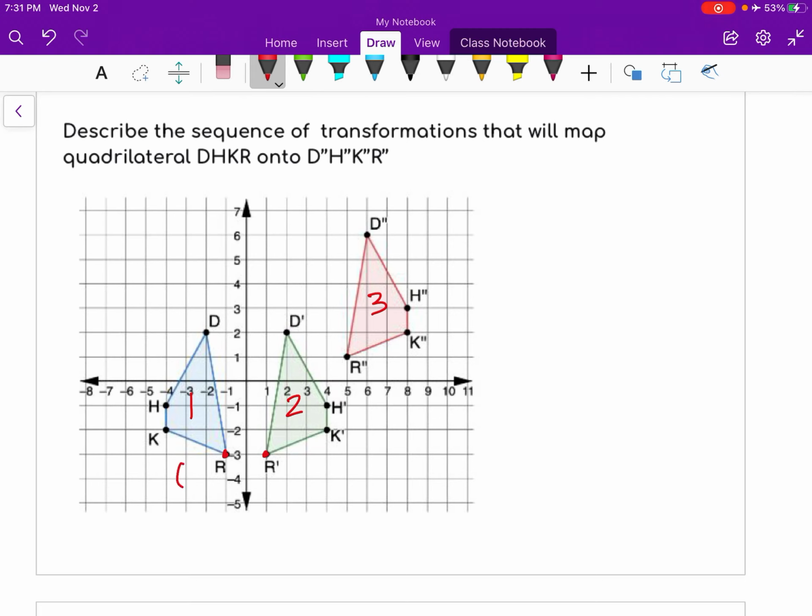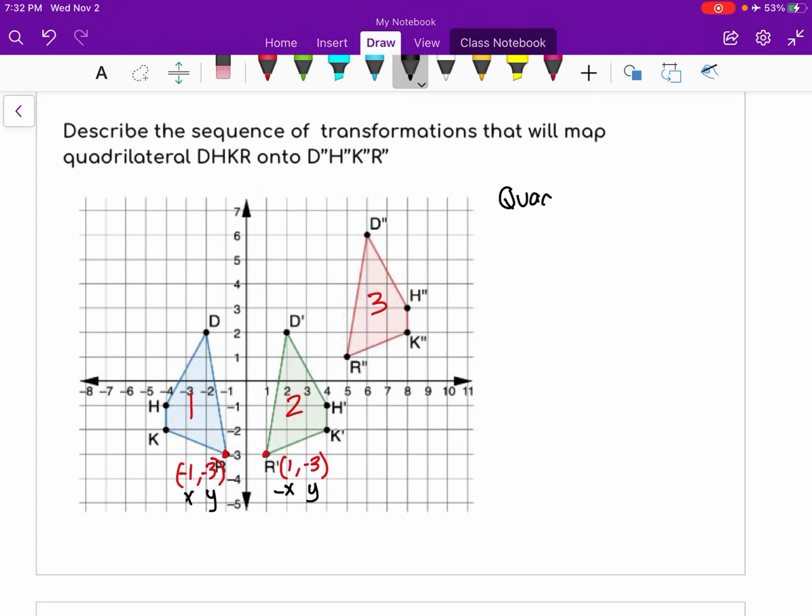So if we look at point R, it's at -1, -3. However, R prime is at +1, -3. The only thing that changed here is that our x coordinate went from a negative to a positive. So if we start off with x, y this way, we should end up with negative x, positive y. Negative x, positive y, like we said in the previous question, is actually the algebraic description for a reflection over the y-axis. So that is the first thing that we want to write down here.